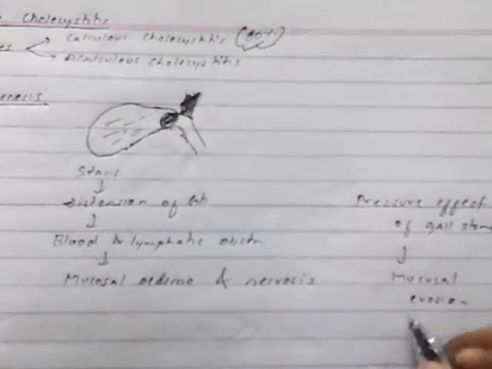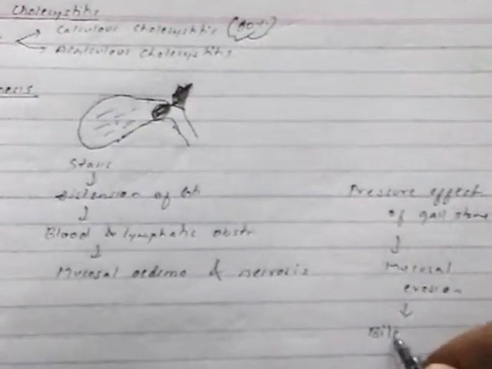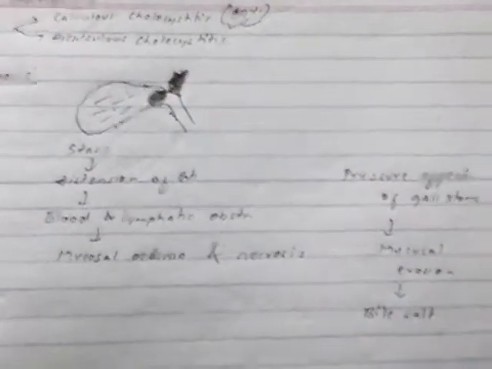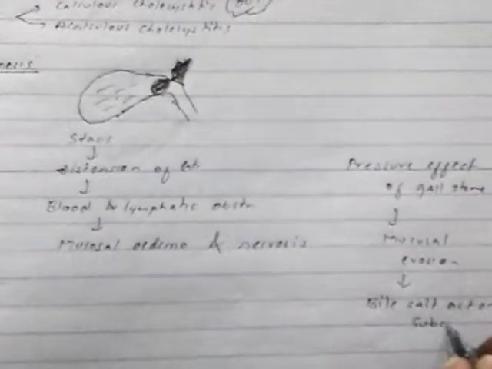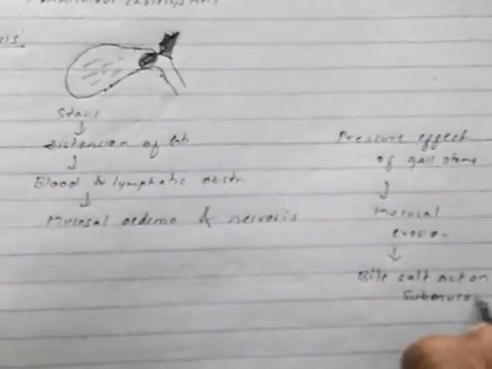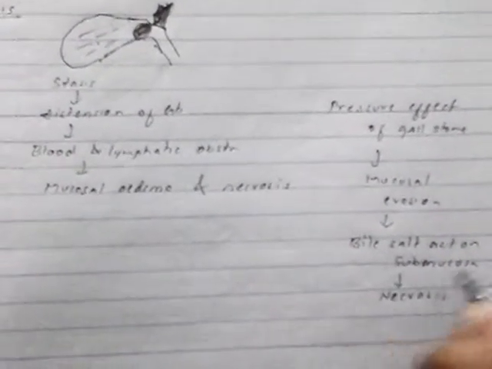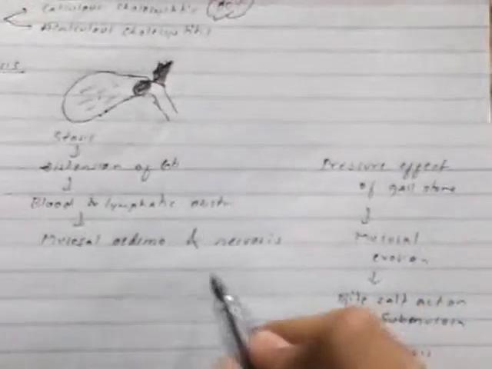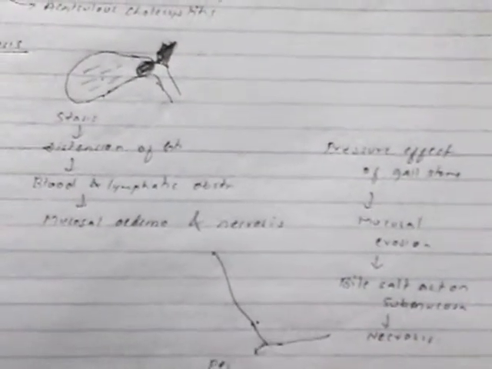After the mucosal erosion, bile salts act on the submucosa. Bile salts are toxic to the submucosa, so they cause necrosis, and by this process there will be necrosis and perforation can occur.